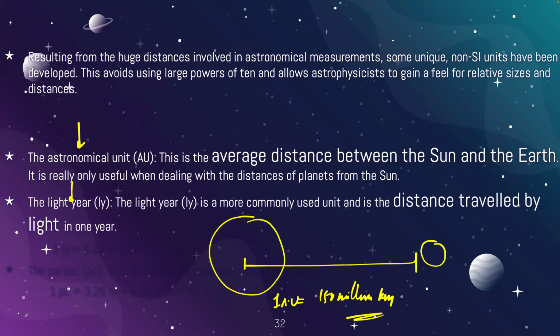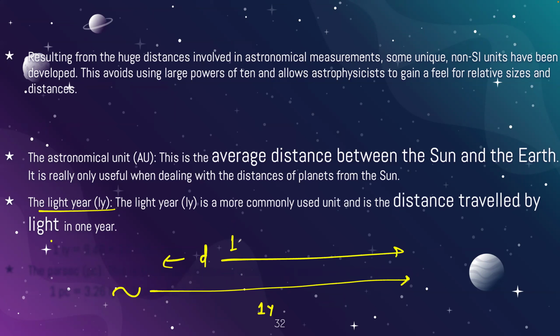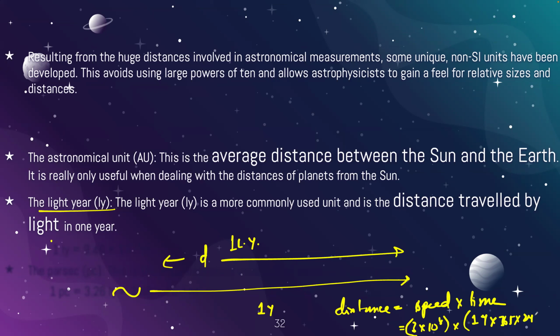The second unit for distance we use in astrophysics is light years. A light year is nothing but the distance traveled by light in 1 year. How far light has traveled in 1 year, that distance is equal to 1 light year. You know the formula: distance equals speed of light multiplied by the time it traveled. What is the speed of light? 3 times 10 to the power of 8. And how long did it travel in 1 year? Obviously, 1 year is 365 days times 24 hours times 3,600 seconds. Whatever you finally get is this much in meters, and that's 1 light year in meters.